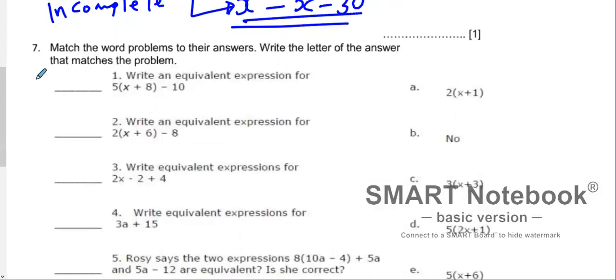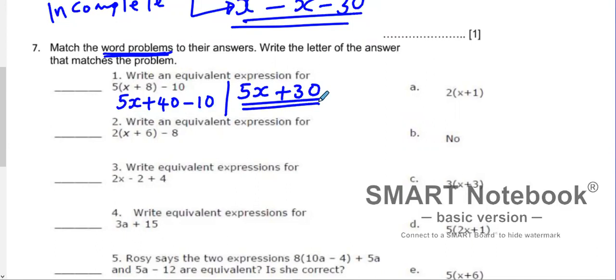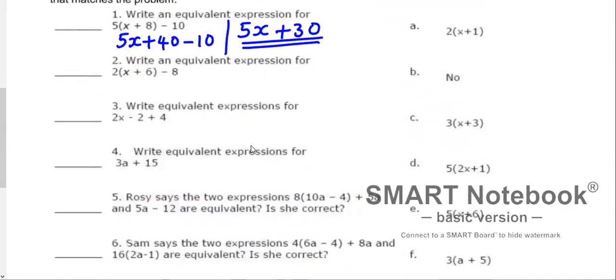So what do we have to do? Let me first work out these word problems. Write an equivalent expression for 5 times x plus 8 minus 10. You do this as I have showed you. 5 times x is 5x. 5 times 8 is 40. You minus 10. 40 minus 10 is 30, so 5x plus 30. That is the final answer for word problem number 1.